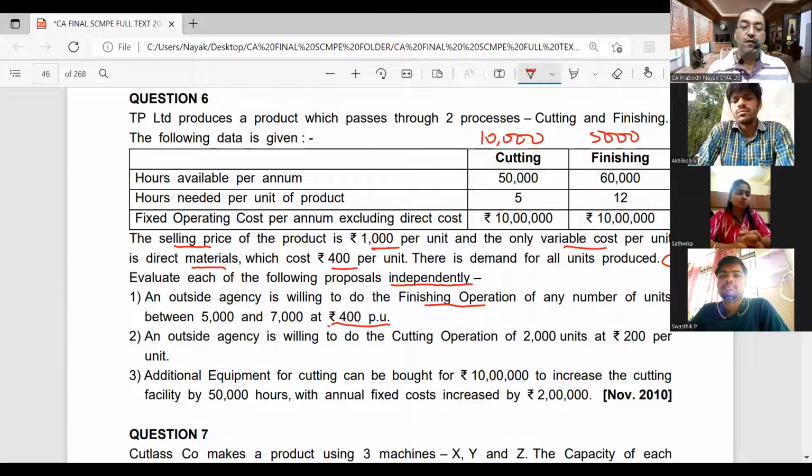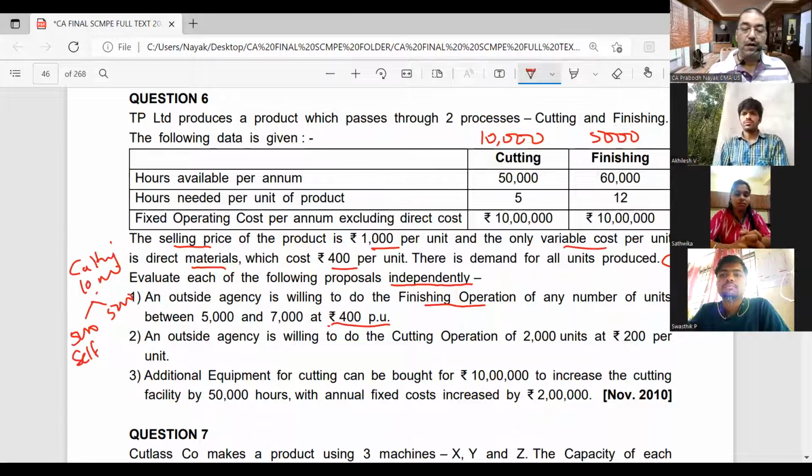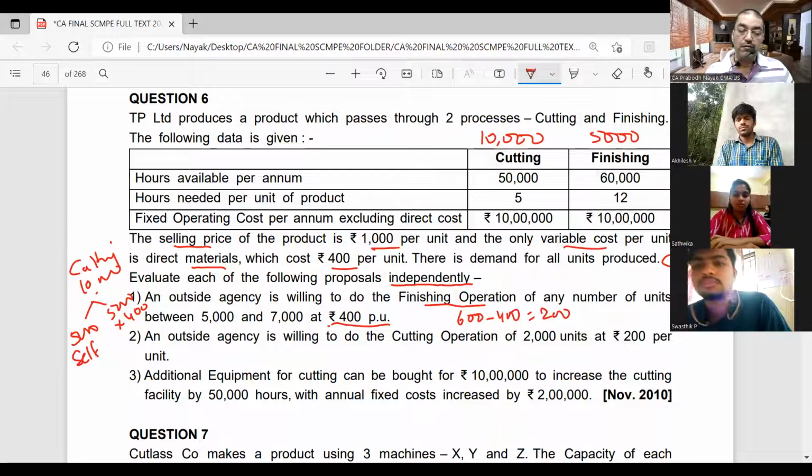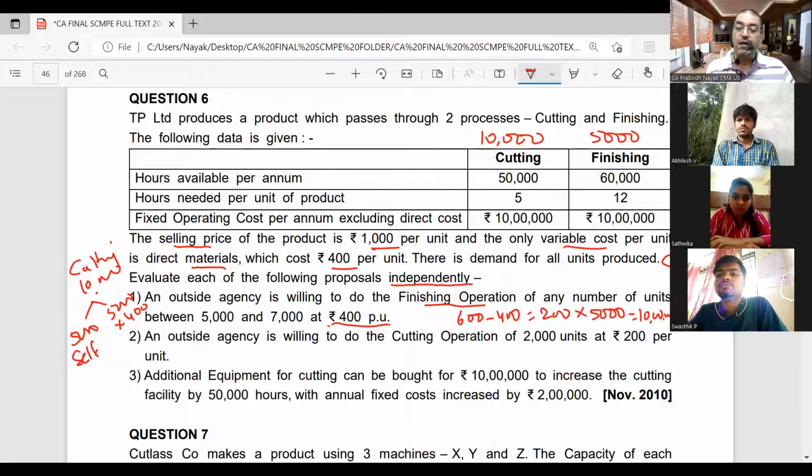Okay. So cutting process, if I put in 10,000, 5,000 I will do myself. Remaining 5,000 I am going to give to outsider, and they are going to charge me 400 rupees per unit. Right? So now what is happening? Now I'm getting a contribution of 600. So from that 600, another 400 will be minus. So I will have only a balance of 200. 200 into 5,000. So still I'm having 10 lakhs as profit.